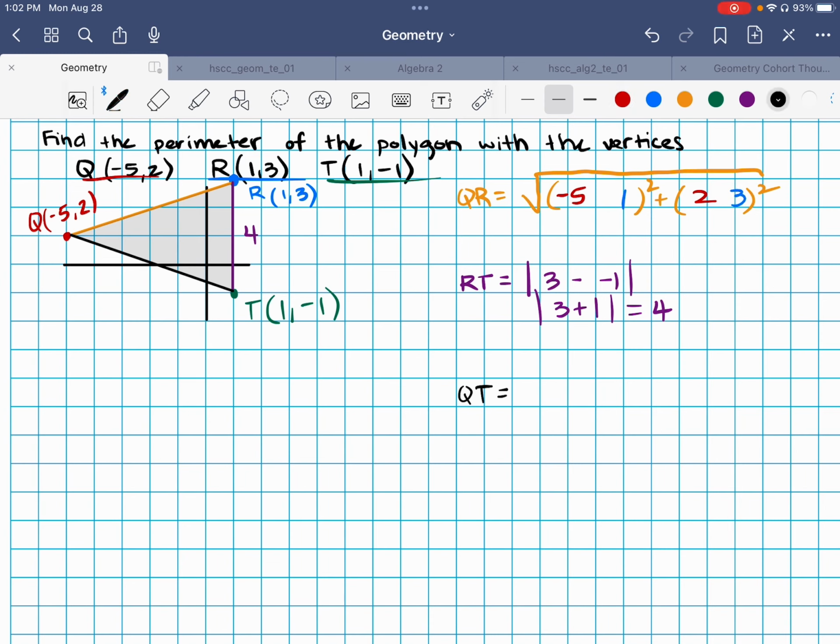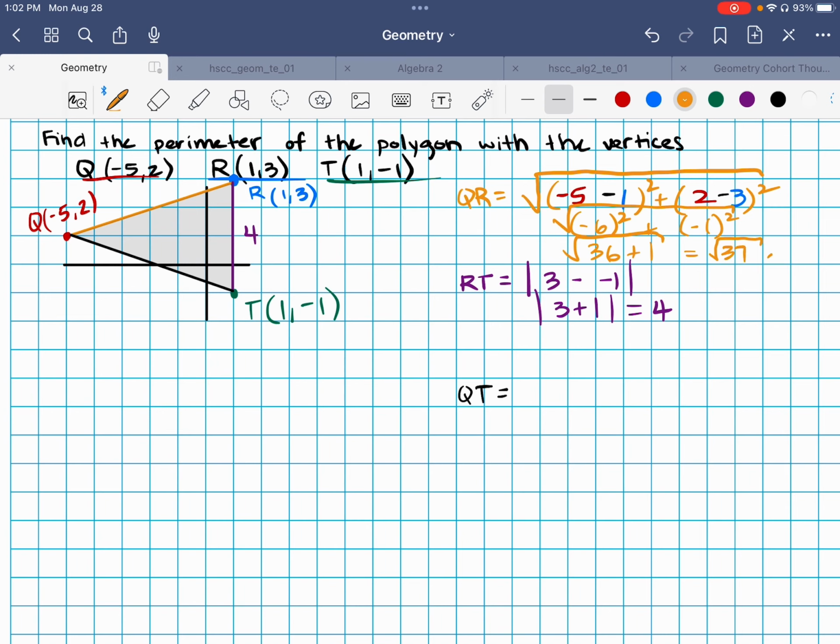Remember, our x is always going to have a minus sign between them, and our y is always going to have a minus sign between them. Negative 5 take away 1 is negative 6. So we're going to write down negative 6 being squared. And 2 minus 3 is negative 1, so we're going to go negative 1 squared. This is going to give us 36 plus 1 with the square root still on top of it. And this is equal to the square root of 37.